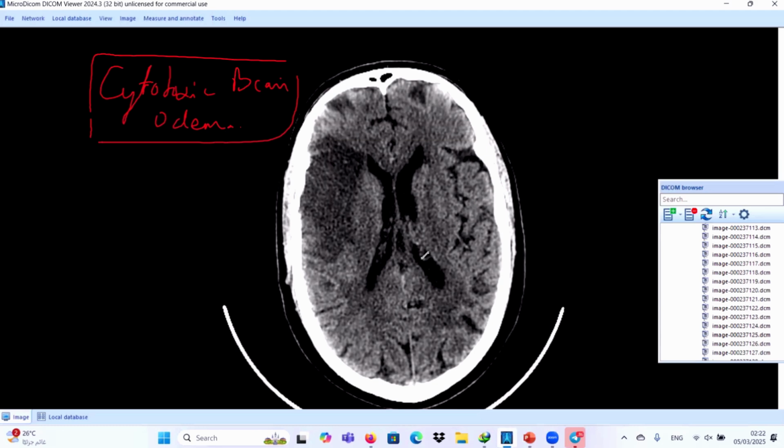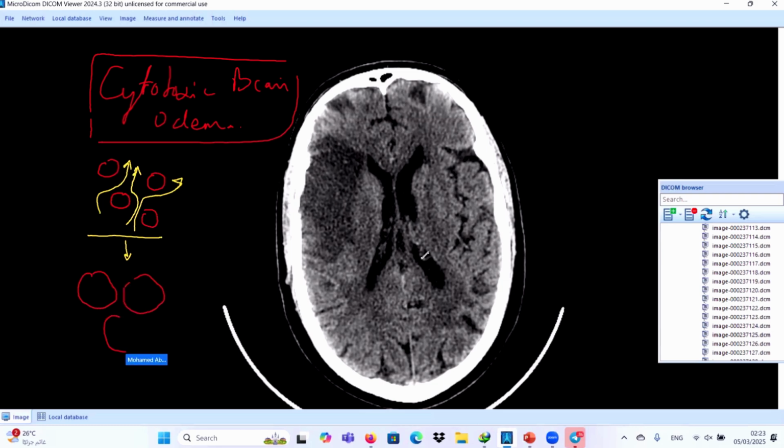What happens in the cytotoxic brain edema? Let us imagine we have here the cells of the brain, and this is the extracellular component. This is the movement of the water in the extracellular component. Once we have cytotoxic edema, the cells appear markedly swollen, and the extracellular water will find difficulty to pass between the cells.